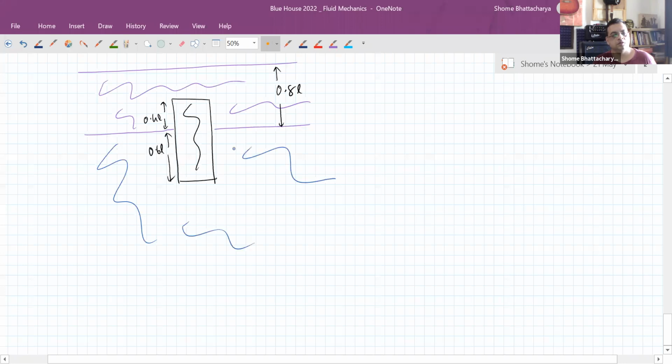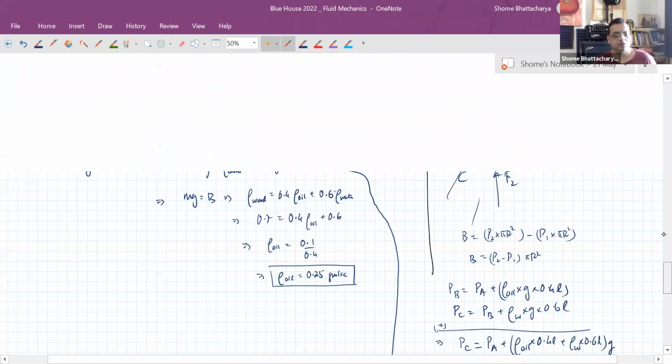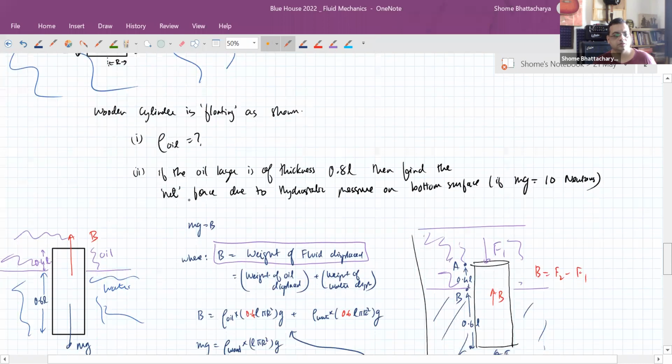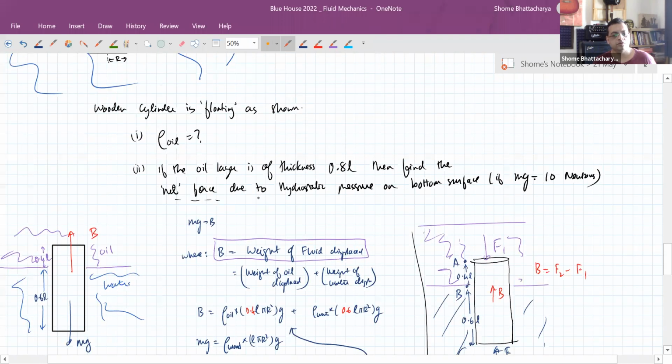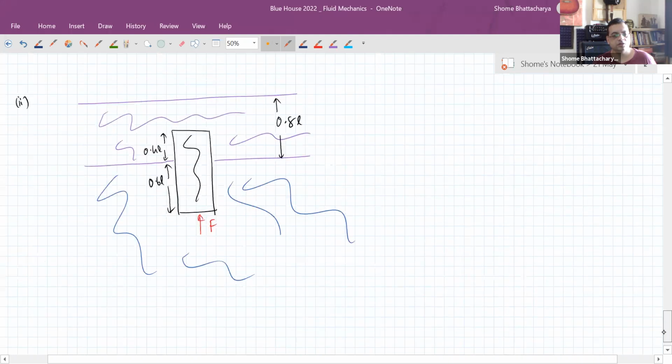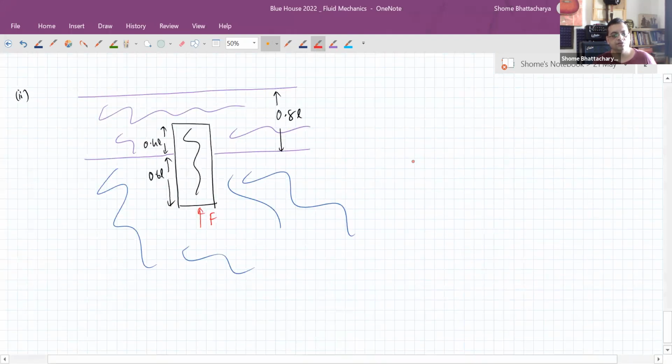This is water. Now we want to find out this force. This is what we want to do in the second part. The force on the lower surface. The net force due to hydrostatic pressure on the bottom surface, given that mg is 10 newtons. Let's work this out. So this force is going to be equal to pressure into area, where this is the hydrostatic pressure at that point.